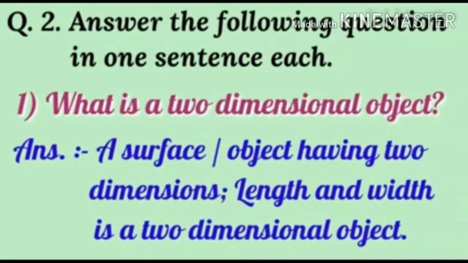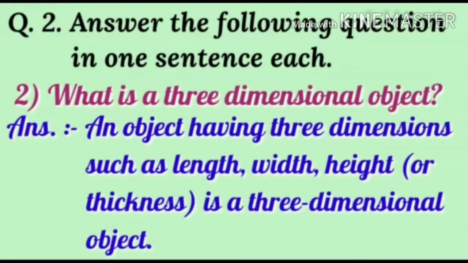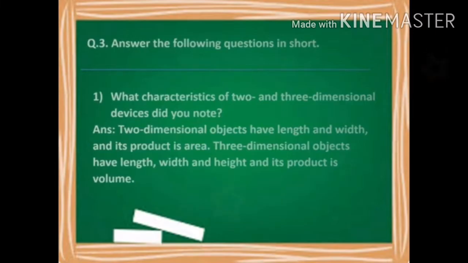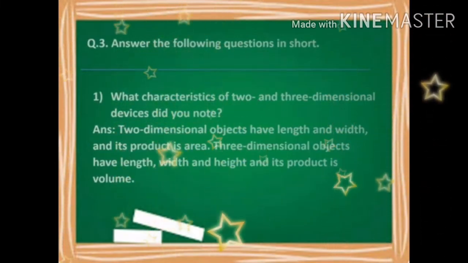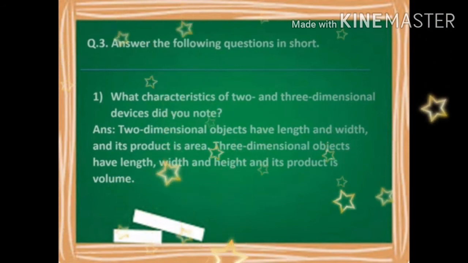Answer. What is a two-dimensional object? A surface object having two dimensions, length and width, is known as a two-dimensional object. Next question. What is a three-dimensional object? An object having three dimensions such as length, width, height or thickness is known as a three-dimensional object. Answer the following questions in short. It's from page number 18.